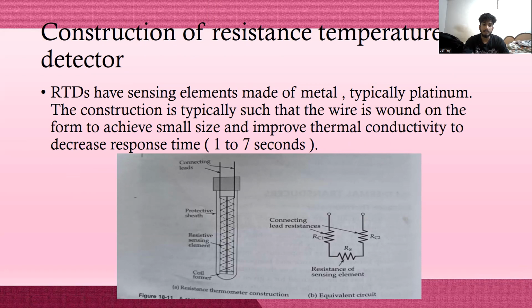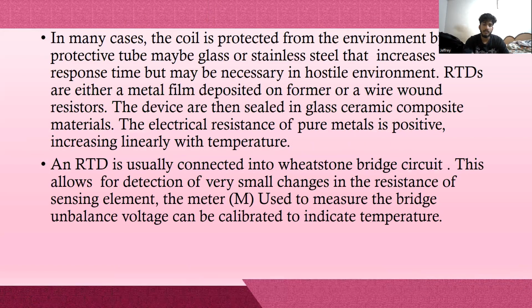RTDs have a sensing element made of metal, typically platinum. The construction is typically such that the wire is bound on the form to achieve small size and improve the conductivity to decrease the response time, which is of 1 to 7 seconds. In many cases, the coil is protected from the environment by a protective tube, maybe glass or stainless steel, that increases response time but may be necessary in hostile environment.